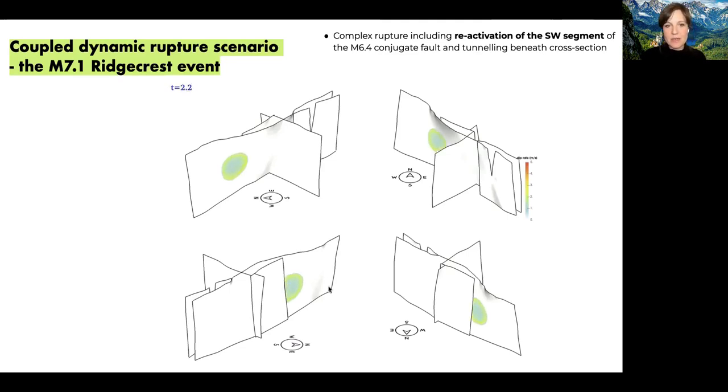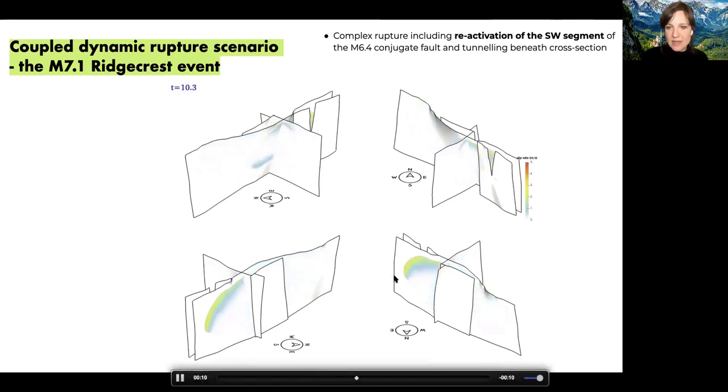Rupture initiates as a crack-like rupture, but quickly turns due to dynamic weakening into pulse-like rupture, interacting with the conjugate intersection, leading to a tunneling effect underneath this geometric complexity and breaking all the way to the southern part of the fault system.